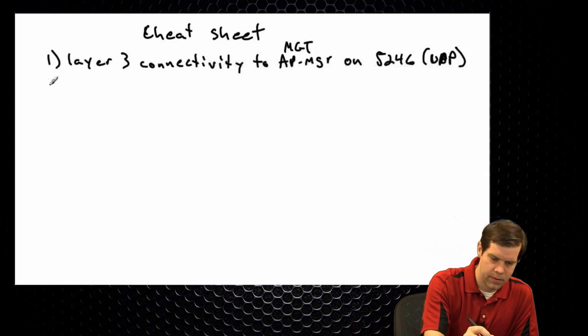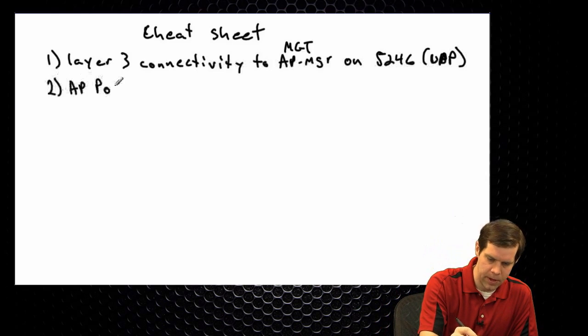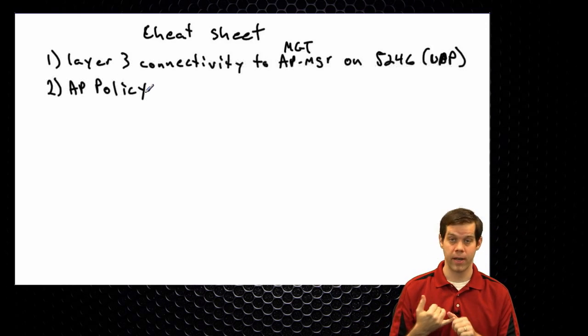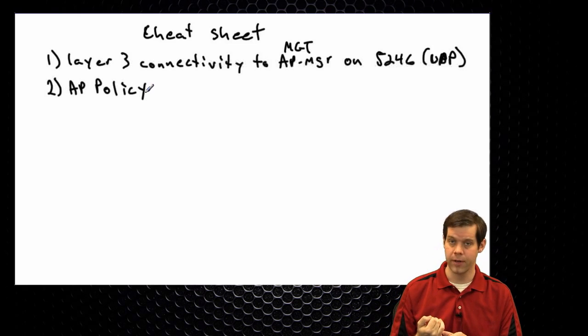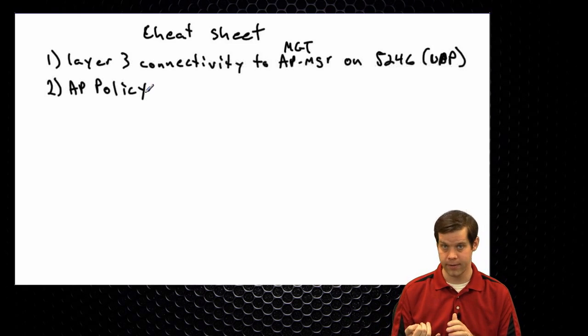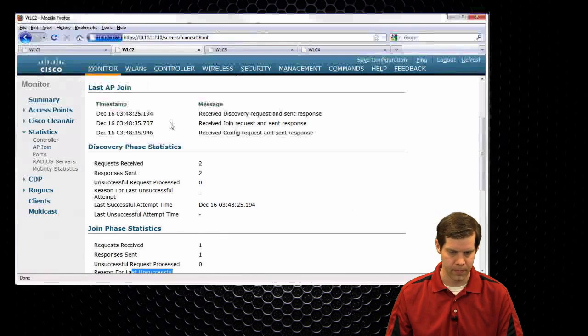Next one, AP policy config. So this is where we specify what type of certificates we are going to accept, MICs, LSCs, SSCs. And we can also specify whether we are authorizing these access points. So let's just go take a look.